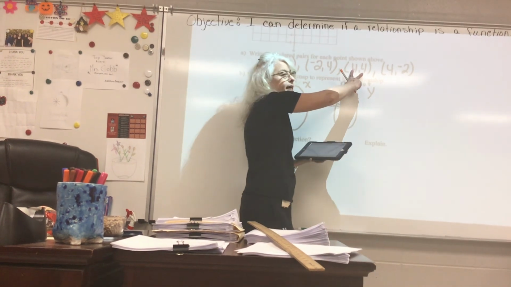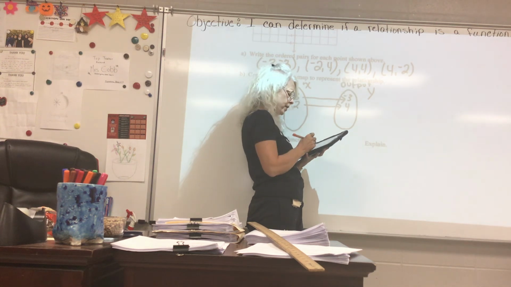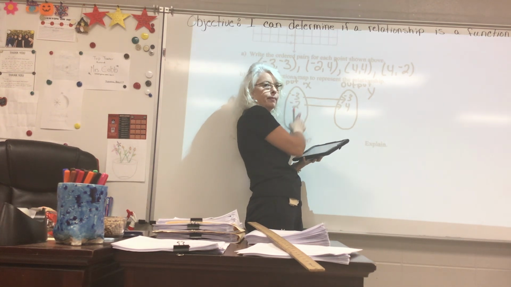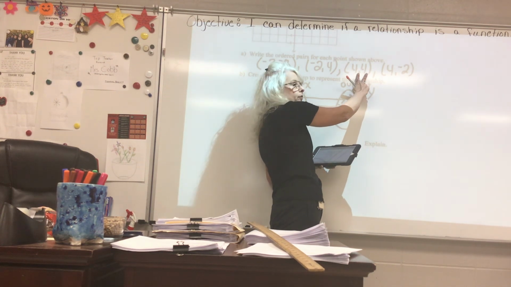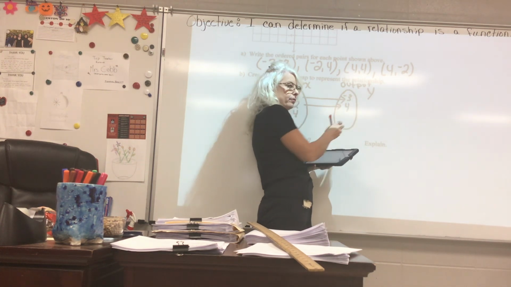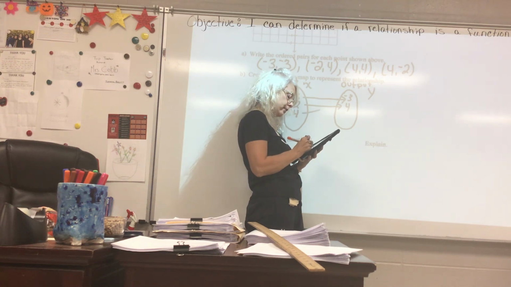What is the input for this point? 4. Do I already have that written down in my input? Yes. So I'm going to write it down. What's the output? Do I already have 4 written down? Yes. So I'm going to just draw an arrow to it.